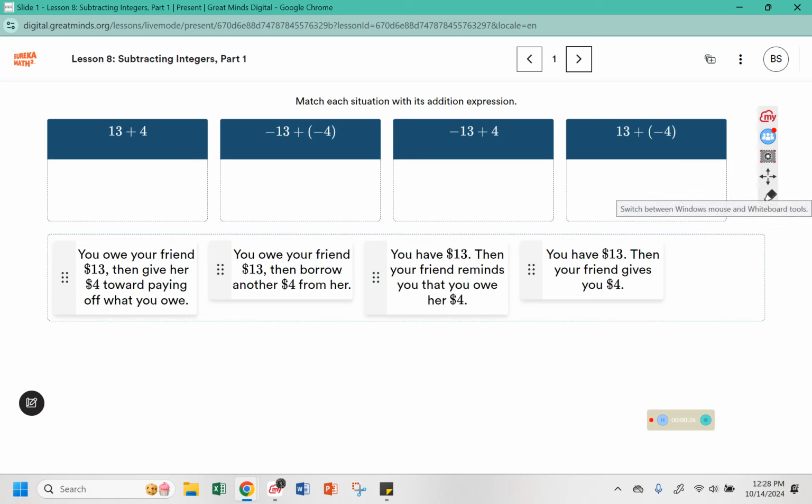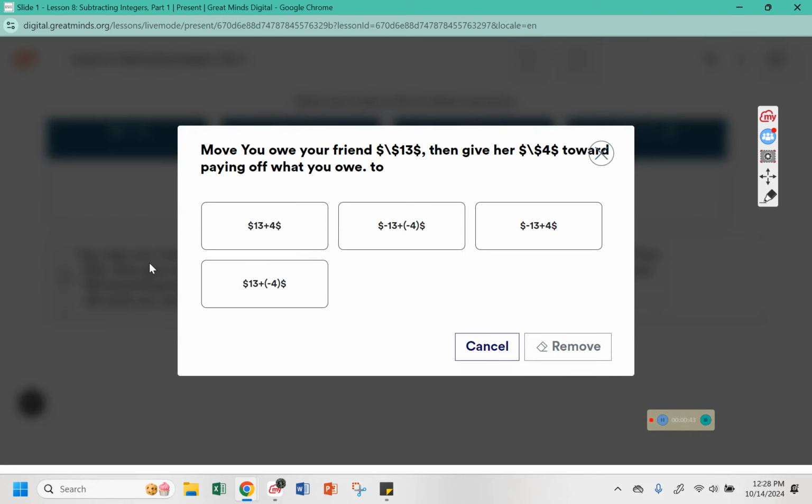Here we are going to sort these to match each situation with the addition expression. So it says you owe your friend $13, so that would be negative. Then you give her $4 paying off what you owe, so that's increasing the amount. We want -13 plus 4.